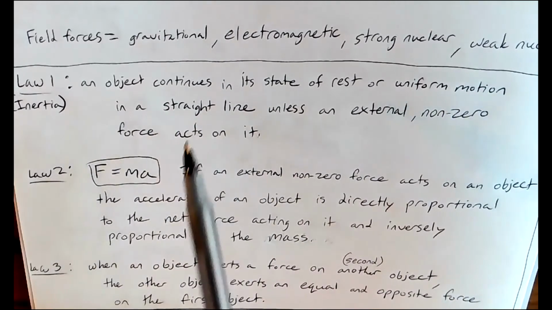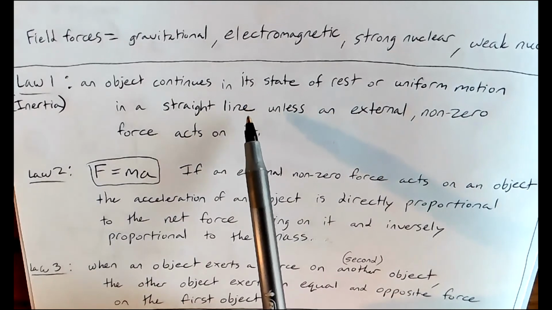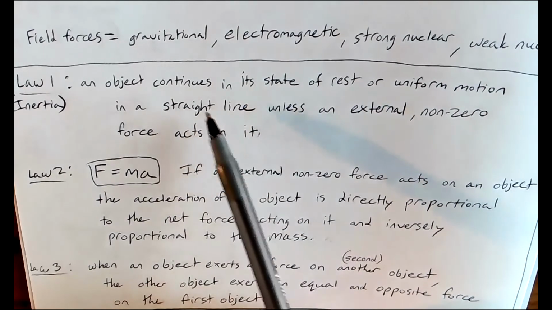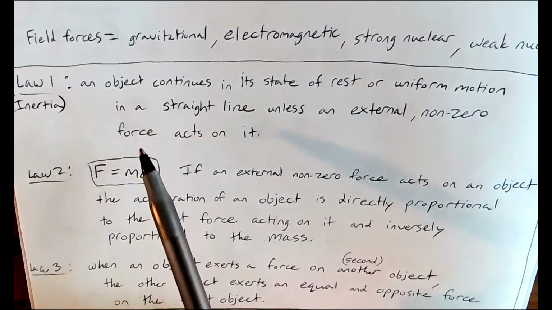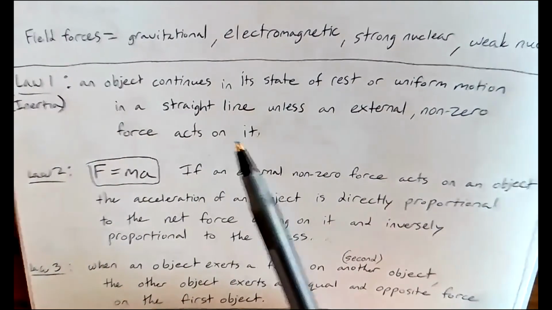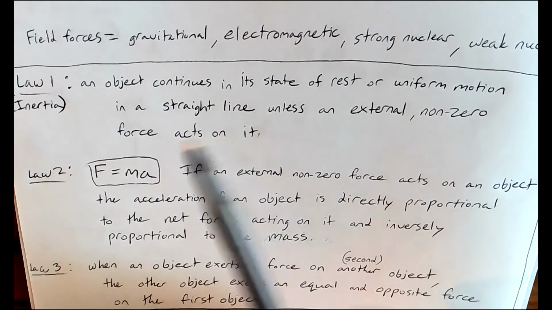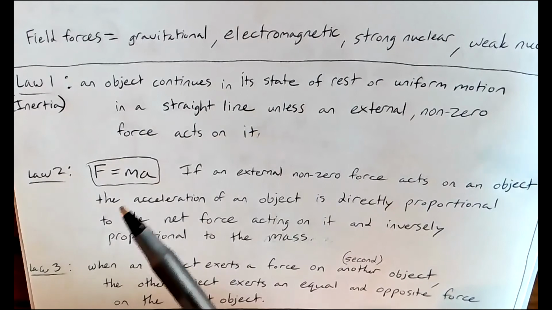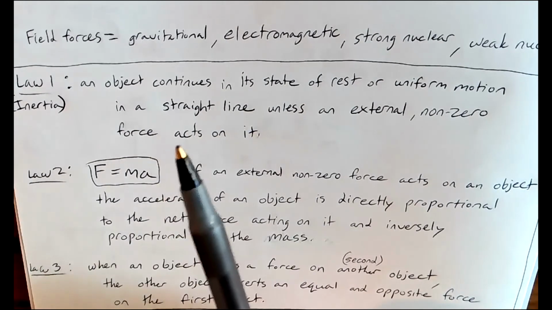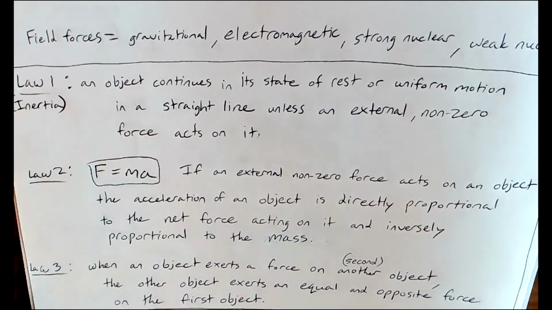Another way to say that is an object wants to stay and continue what it's doing currently. If it's at rest, it wants to stay at rest. It doesn't really want to move, okay? It will resist the movement. And if it's moving in a uniform motion in a straight line, if something's moving, it wants to continue to do that.